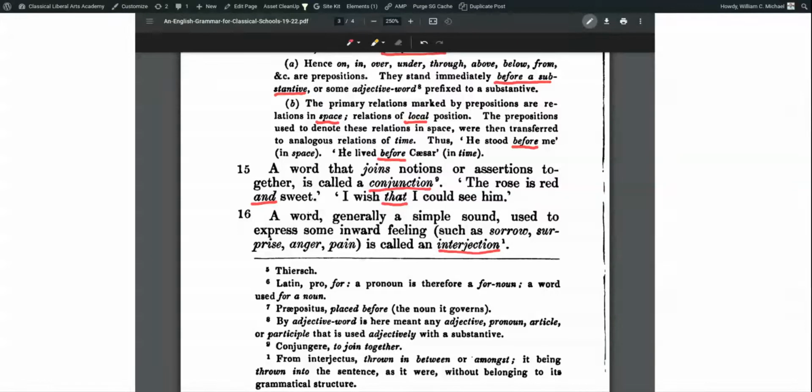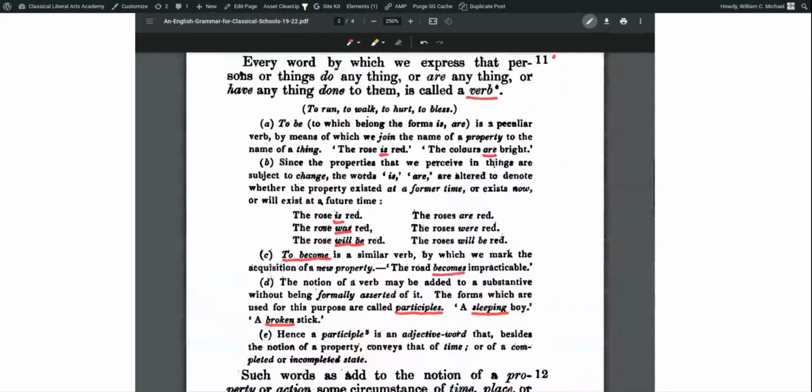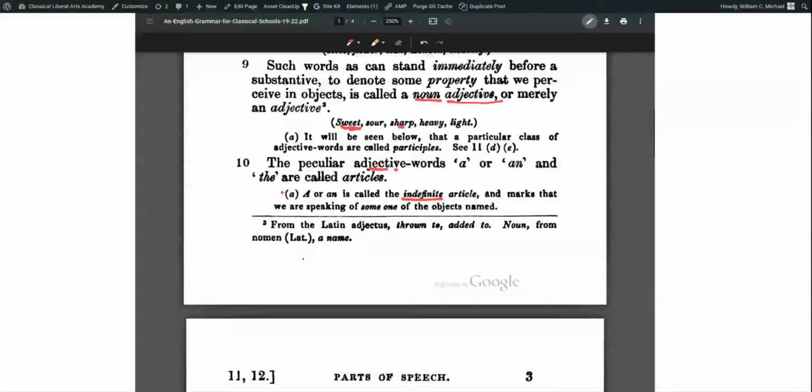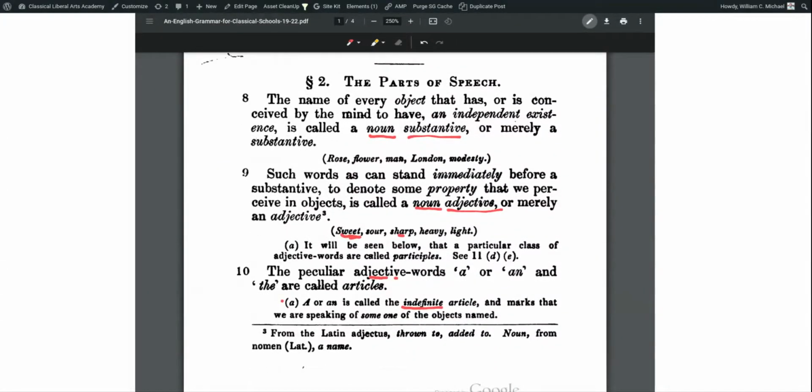So through rule number 16, we've learned all of the parts of speech. Let's just go back up to the top of this lesson and walk through the parts of speech one more time to make sure everything is clear. We start here at point number 8.